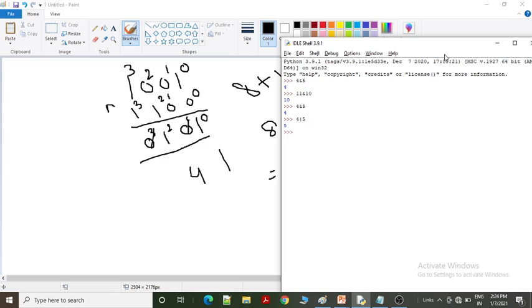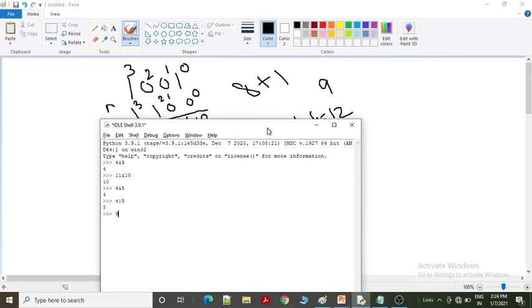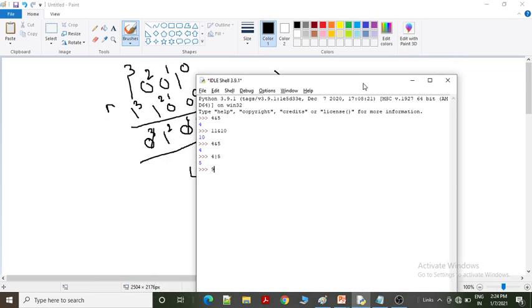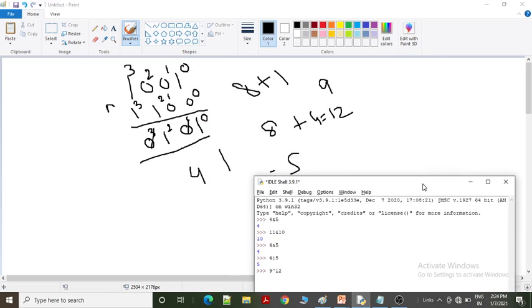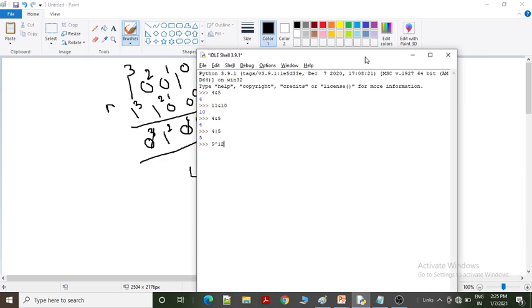Let's use the example in the Python cell. The values are 9 and 12. Use XOR between 9 and 12. What will be the output here? We got 5. So this is the process performed by the translator using the XOR operator.